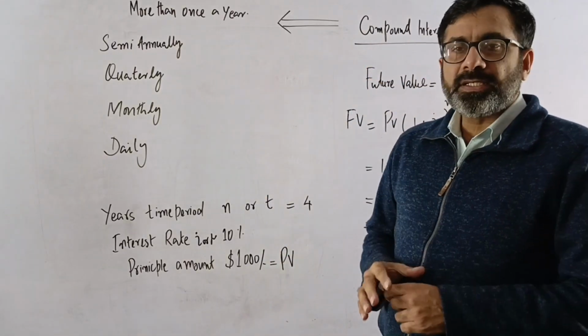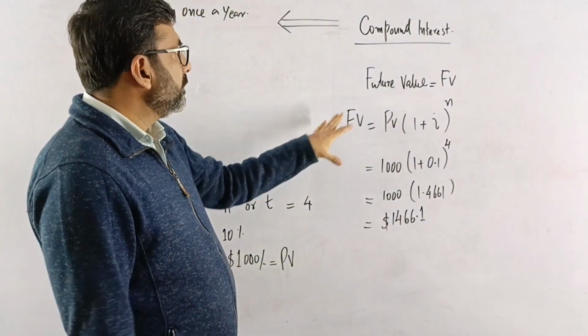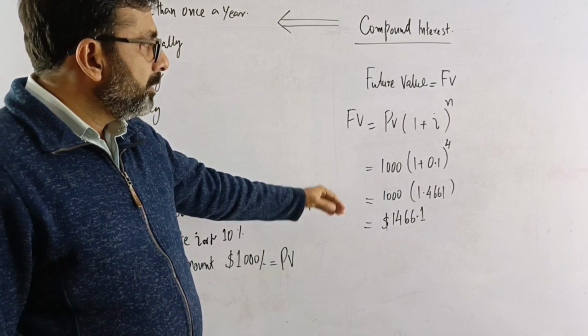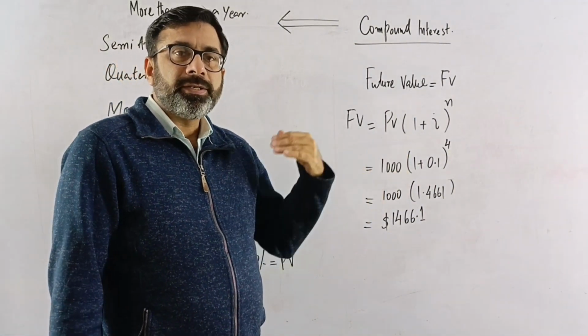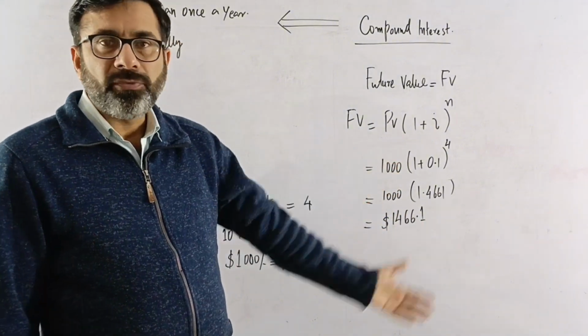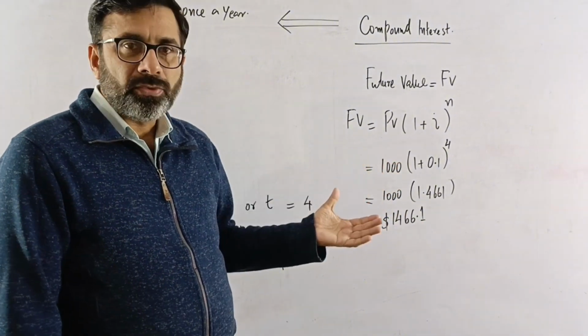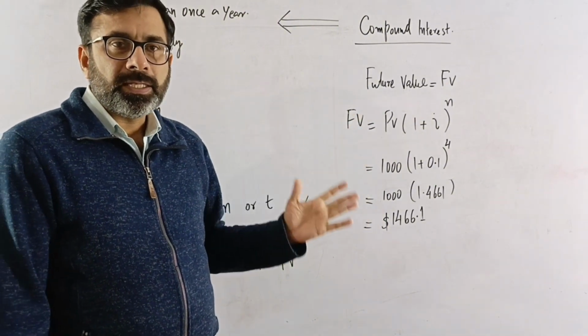In the previous lectures we have discussed the future value of compound interest, meaning how the future value, or simply the terminal value, at the end of a period like 2, 3, 4, 5 years, is calculated using the formula. We have even calculated it in tabular form.